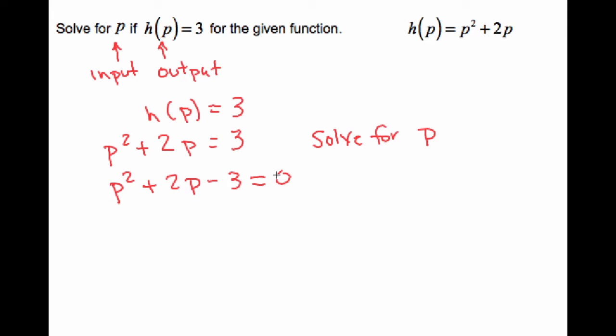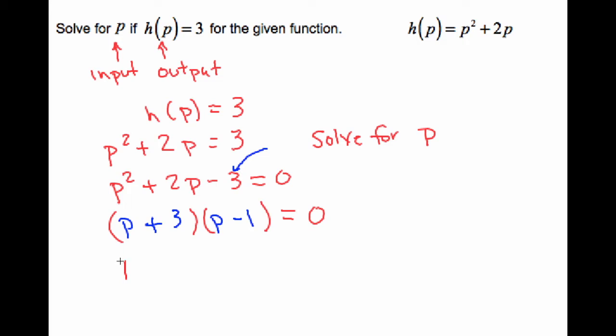The best case scenario is that this particular quadratic equation factors, and it does. We set up our two factors to be equal to 0. We need numbers to multiply to negative 3, but add up to plus 2. So that would be a plus 3 and a minus 1. And in the front would be a p and a p. So our factors are p plus 3 times p minus 1.